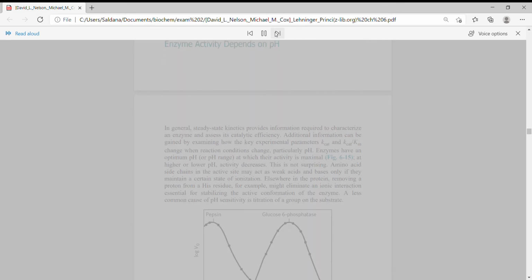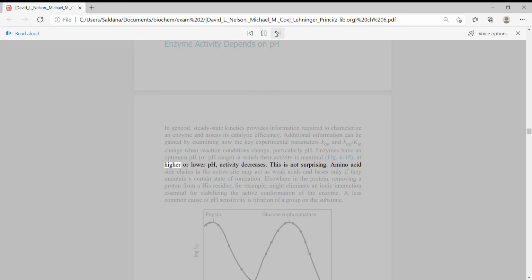Enzyme activity depends on pH. In general, steady-state kinetics provides information required to characterize an enzyme and assess its catalytic efficiency. Additional information can be gained by examining how the key experimental parameters kcat and kcat/Km change when reaction conditions change, particularly pH. Enzymes have an optimum pH or pH range at which their activity is maximal, Fig.